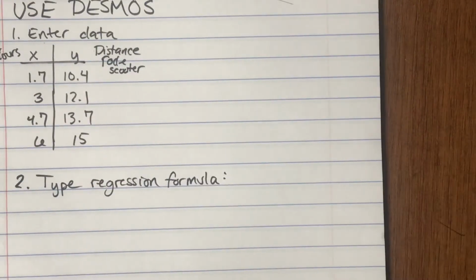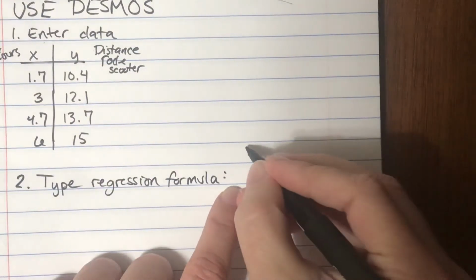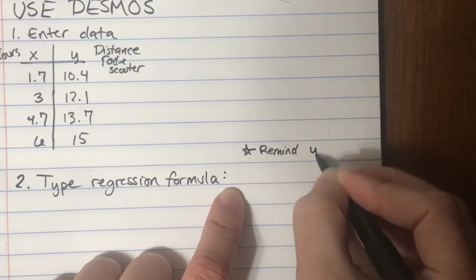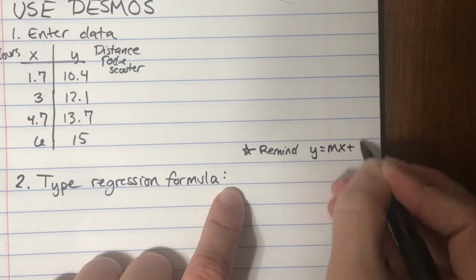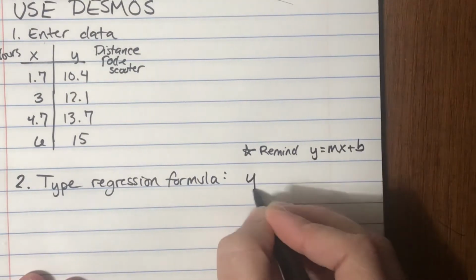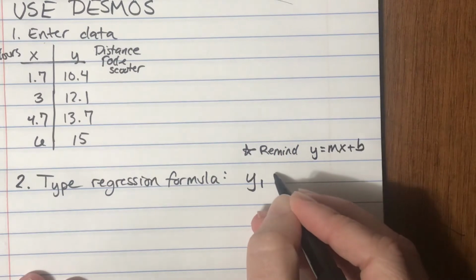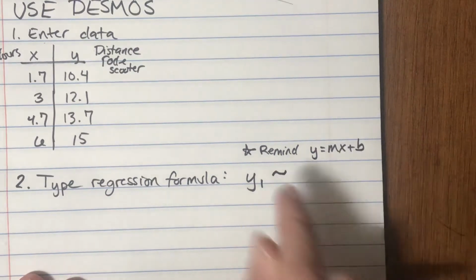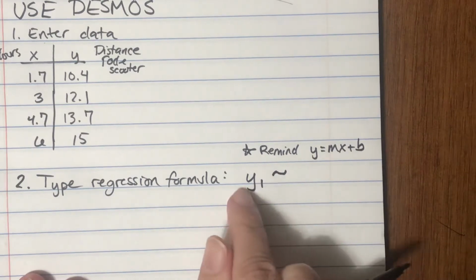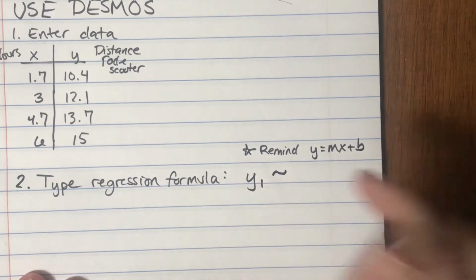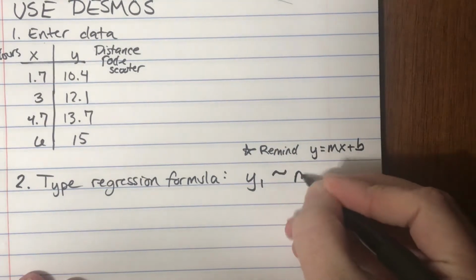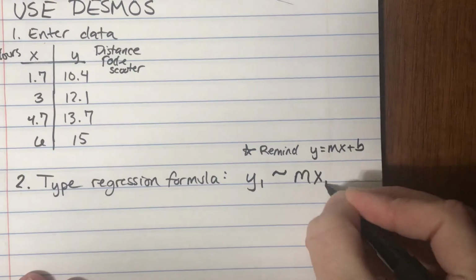It's going to remind you of y equals mx plus b. However, it looks a little different. So here's the regression formula. It's going to be y1. So we're going to type in y1. And then we're going to type in an approximation symbol, which kind of is like an equal sign, only it's one line and it's curly. So y1, and then approximately, because remember, this line is not going to be exact. And then we're going to put m, and then it's going to be x1.